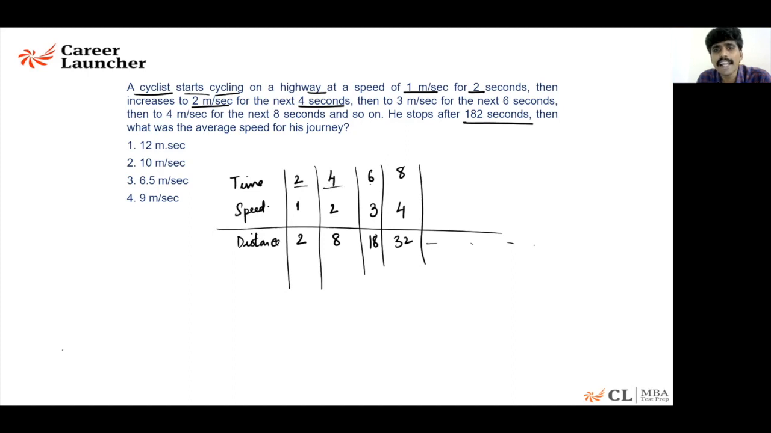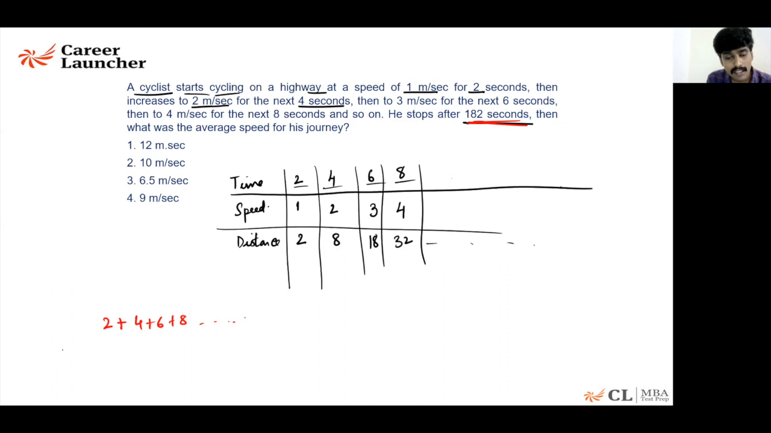So where is it that we are adding time? We are adding time in the very first row. So what is the total time that you have gone ahead for? That person has gone ahead for 182 seconds. That means the total time spent, 2 plus 4 plus 6 plus 8, and so on up to, let us say, 2n, because all of these are even numbers. 2 plus 4 plus 6 plus 8, and so on up to 2n should be equal to 182.